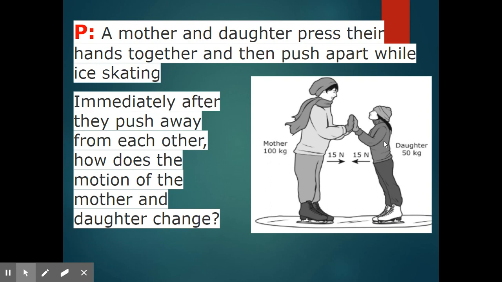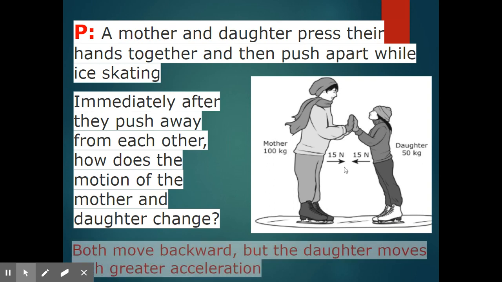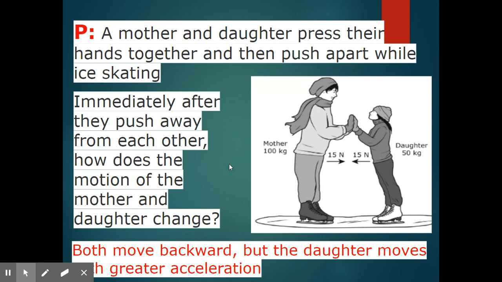The person with the lighter mass is going to have a greater acceleration if your forces are held constant. So look, the mother is pushing with 15 newtons of force, and so is the daughter. So the forces are constant, but the object with the smaller mass will always have the greater acceleration. So we can say both mother and daughter are going to move backwards, and the daughter is going to move with a greater acceleration.